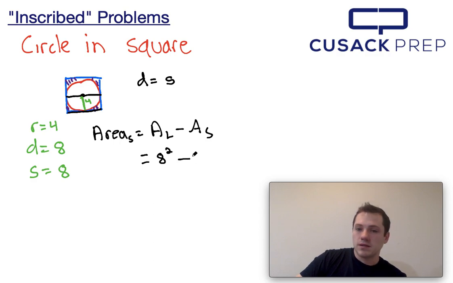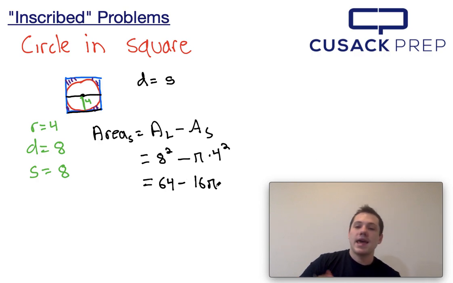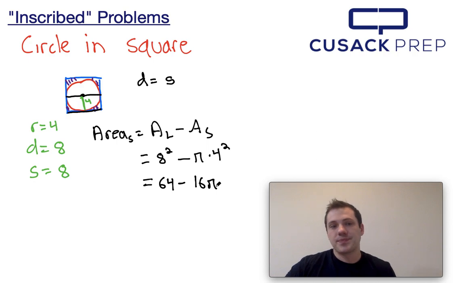And the area of a circle is pi times the radius squared. So this would be pi times 4 squared. So I would end up with 16 pi. Sorry, bad math. I would end up with 64 minus 16 pi. And that should be one of the answer choices.